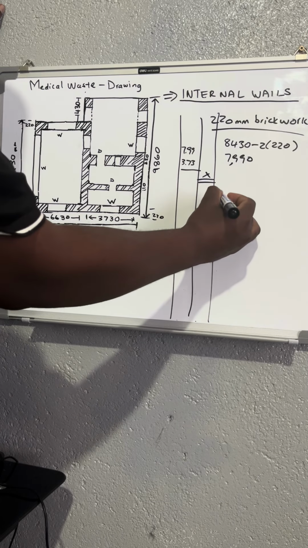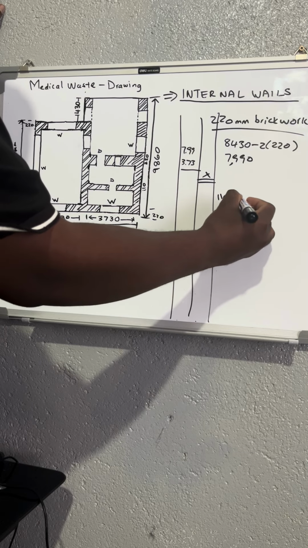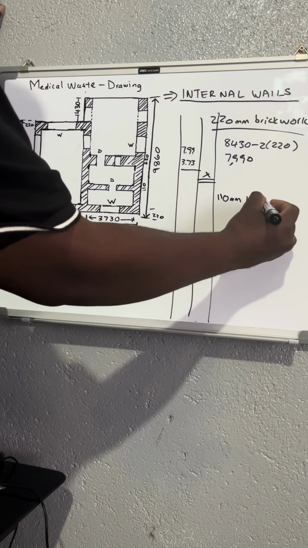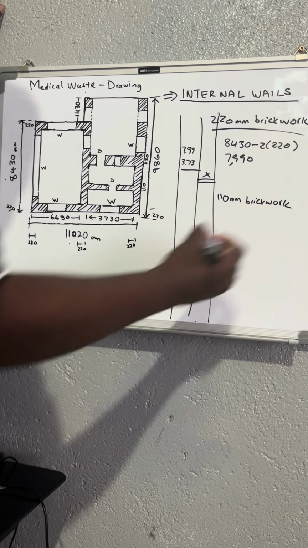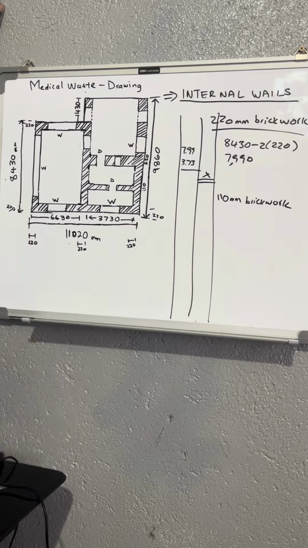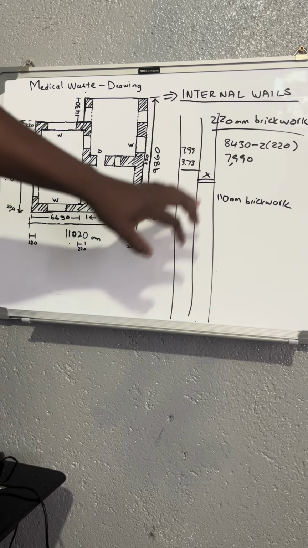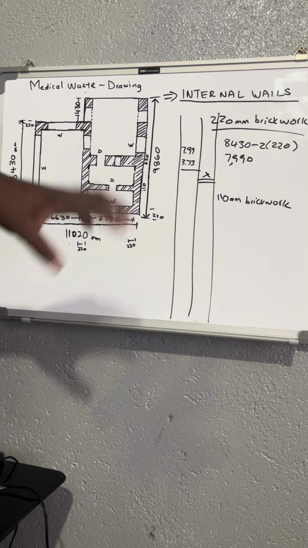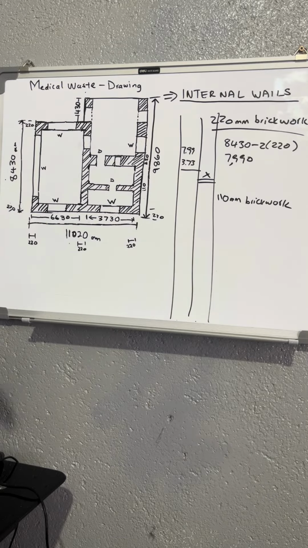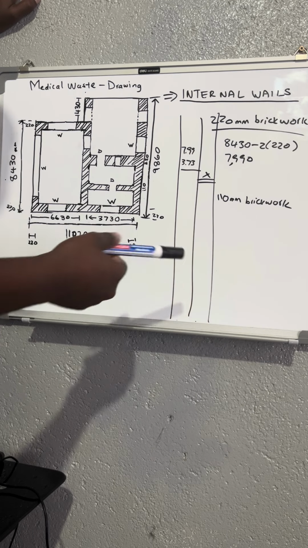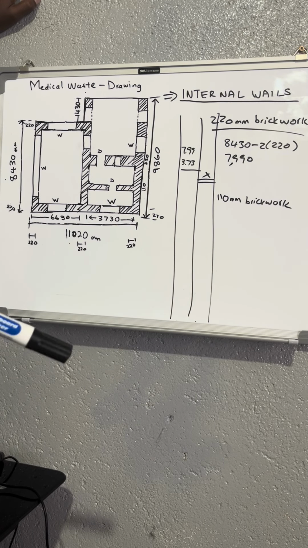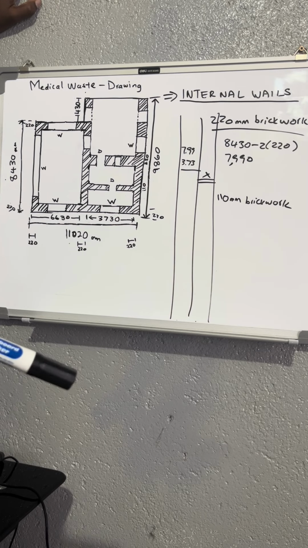Then you're going to shift and say, now I'm going to do my 110 millimeter brickwork. But remember, you're going to do other calculations after doing your internal walls. You have to move to your foundations and so on. So it's a whole lot of steps that you have to follow. But now I'm just teaching you how to calculate the walls themselves. The rest of the stuff I'll explain in another video.